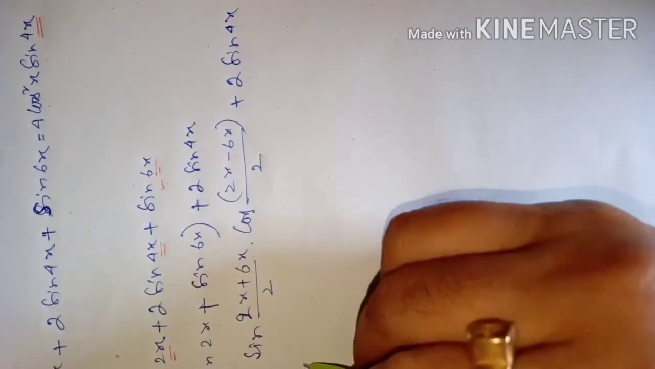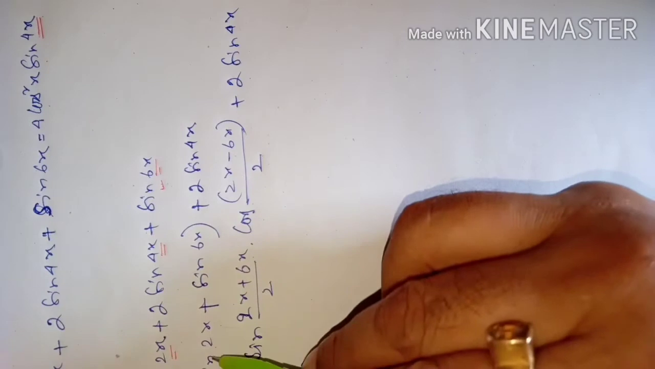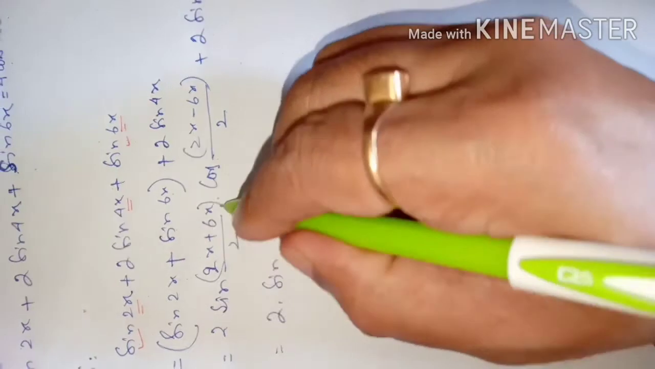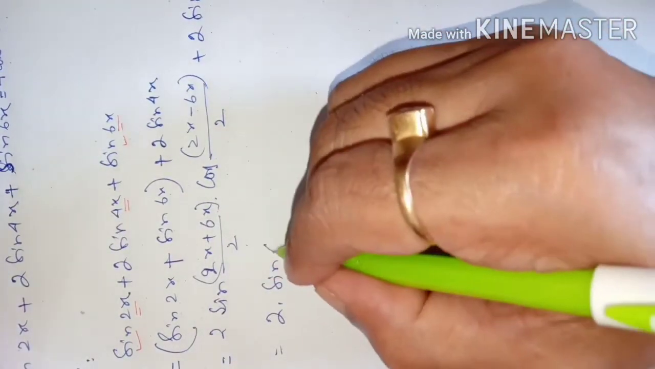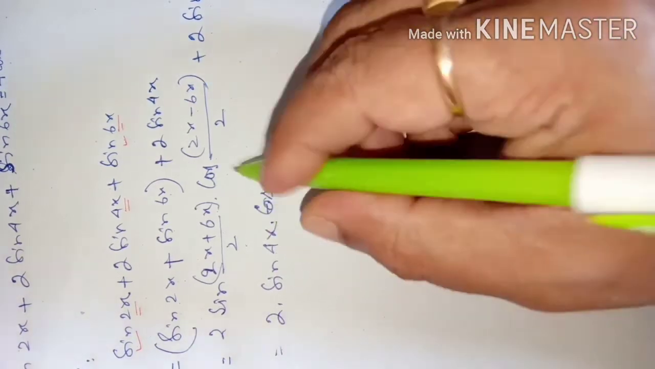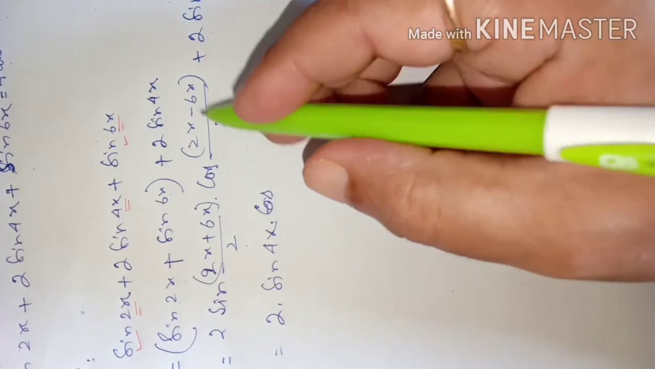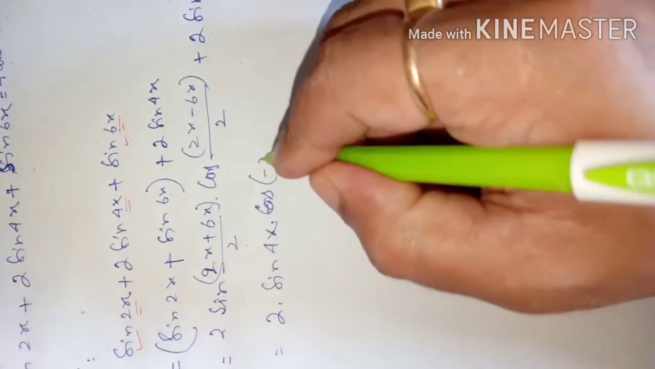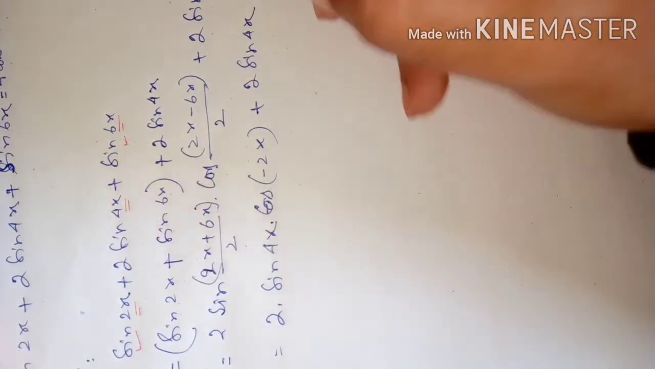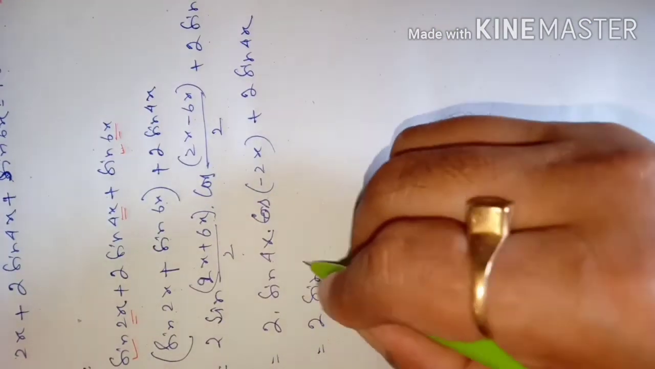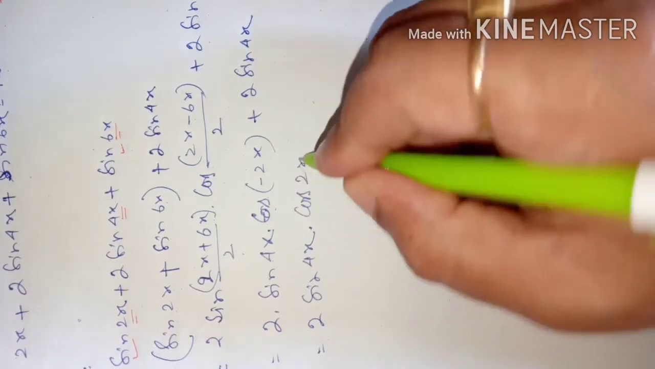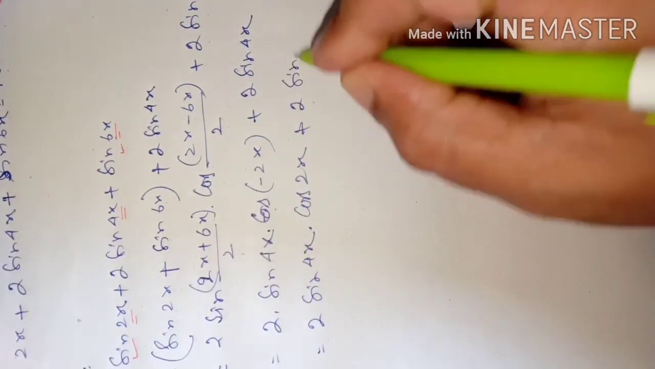So, dear students, you see here what we are getting. This is by the sine a plus sine b identity. So now it is here 2 sine of 2x plus 6x by 2, which is 8x by 2, that is 4x, into cos of 2x minus 6x, that is minus 4x by 2, which is minus 2x. So you can write here cos minus 2x plus 2 sine 4x. Then we get sine 4x, and as you know cos minus theta is cos theta only, so cos 2x only plus 2 sine 4x.